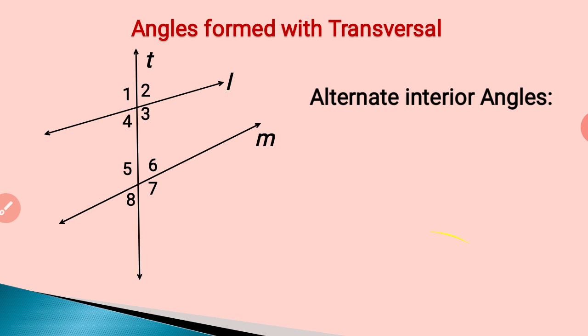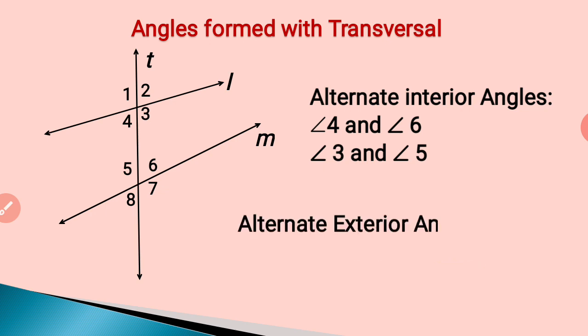So we have two pairs of alternate interior angles, that is 4 and 6. The next pair is 3 and 5. So they are on one side each of the transversal.